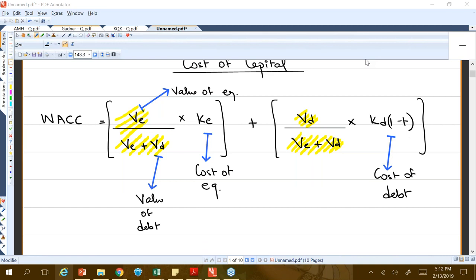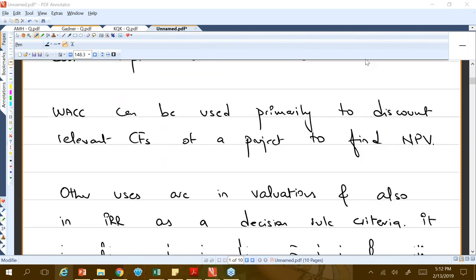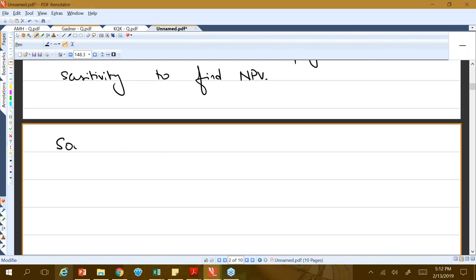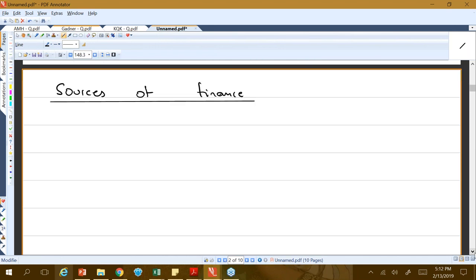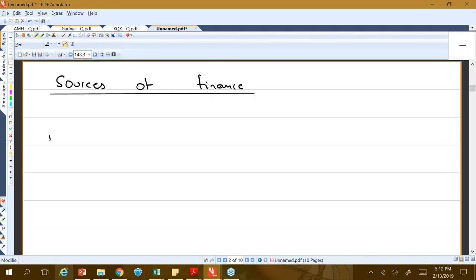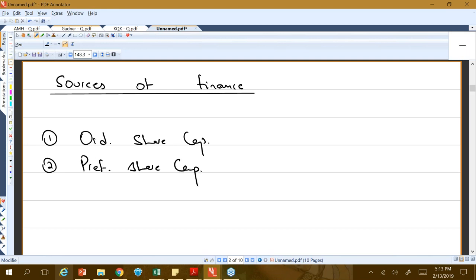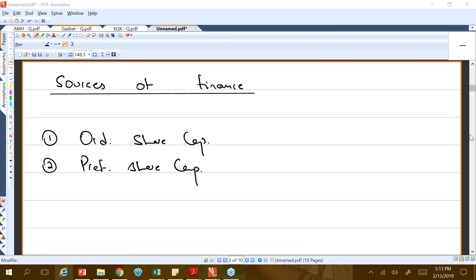Because what I want you to understand is that when we look at the sources of finance, yes, the sources of finance are primarily equity and debt. But within equity and debt, there are different sources of finance. The first source here is the ordinary share capital. The second source here is the preferred share capital. These are the two sources of finance which are within the equity side. There are also some other sources of finance when we look at debt.